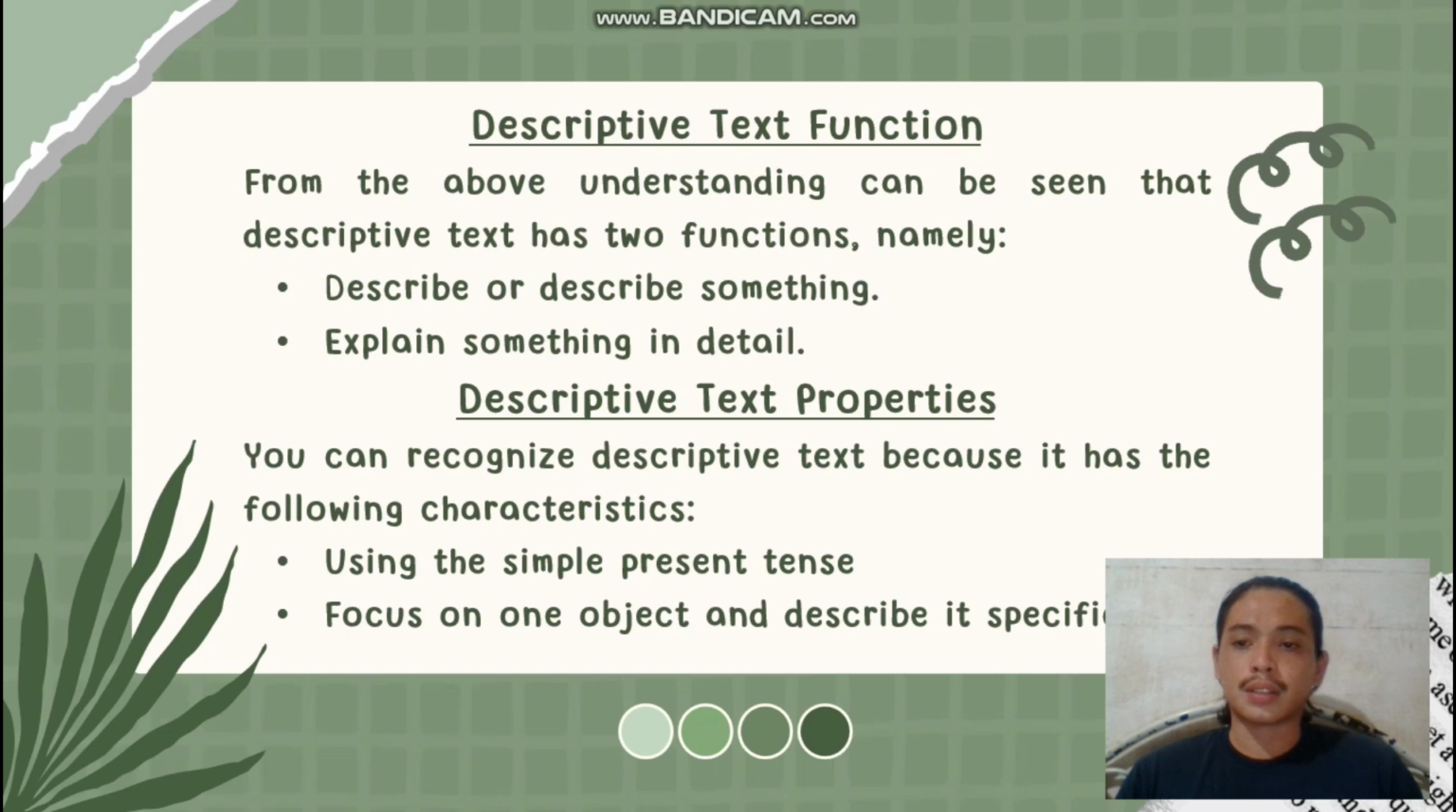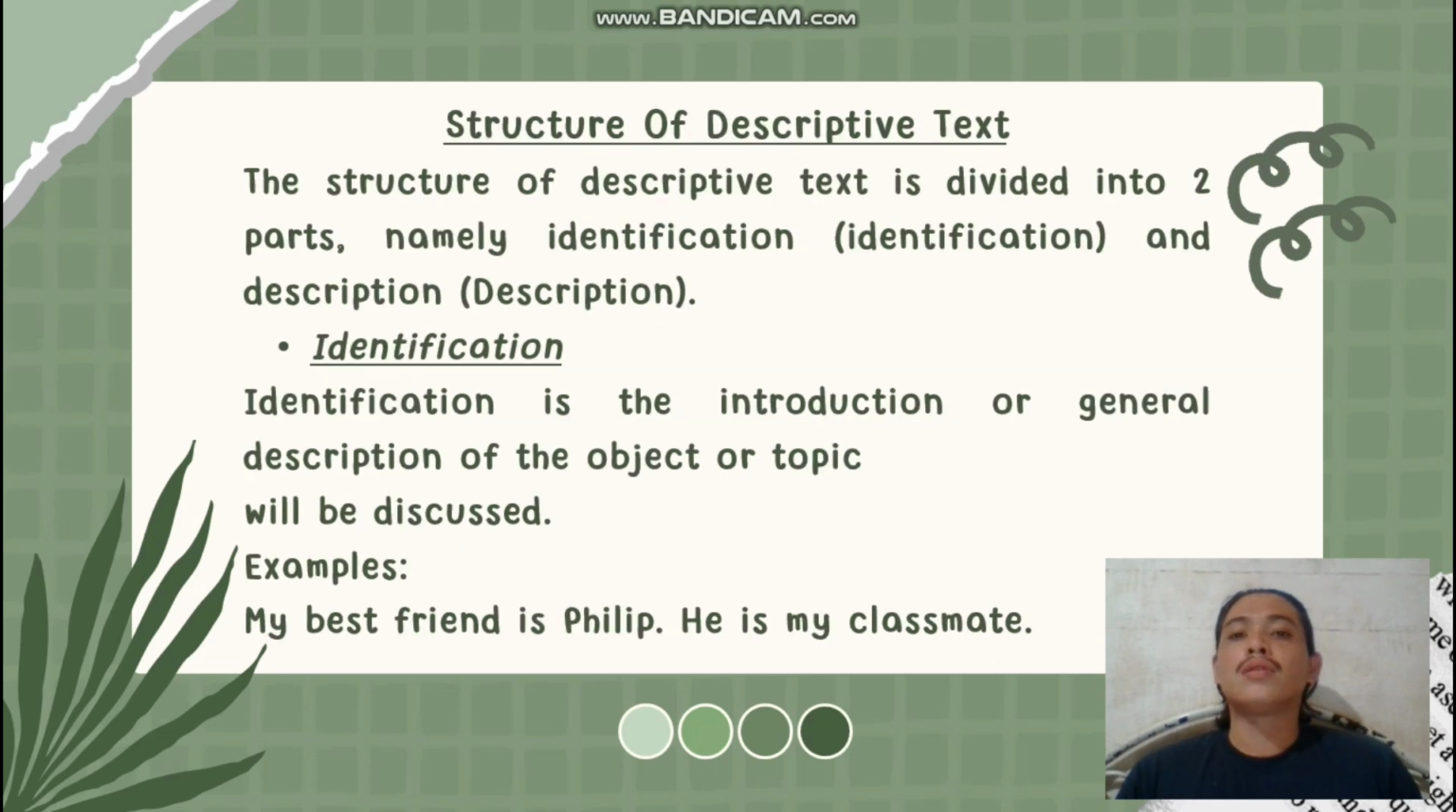Descriptive text properties. You can recognize descriptive text because it has the following characteristics: using the simple present tense, focusing on one object and describing it specifically. Structure of descriptive text. Identification. Identification is the introduction or general description of the object or topic to be described.